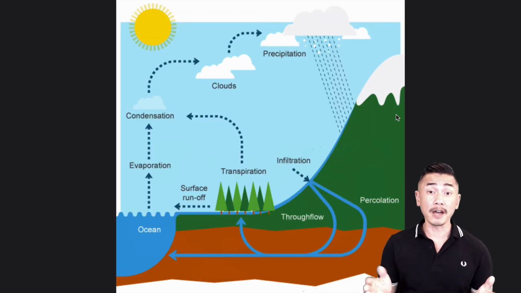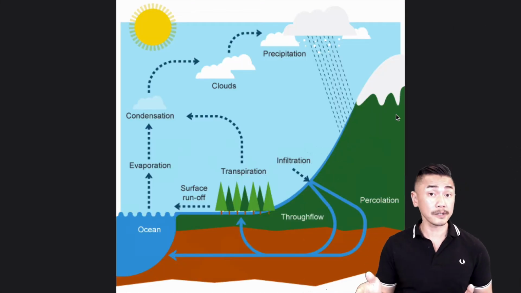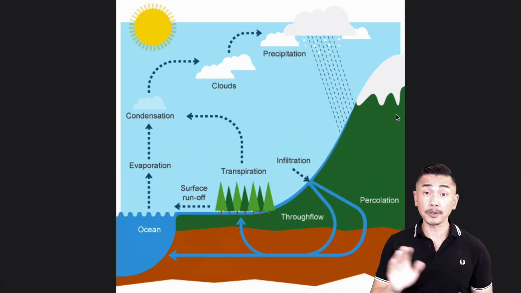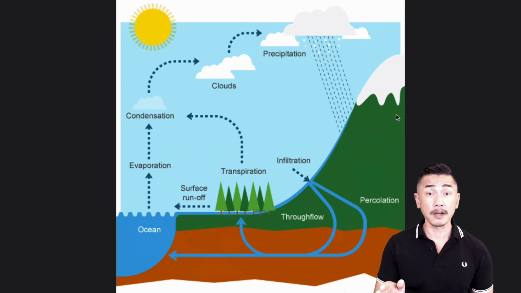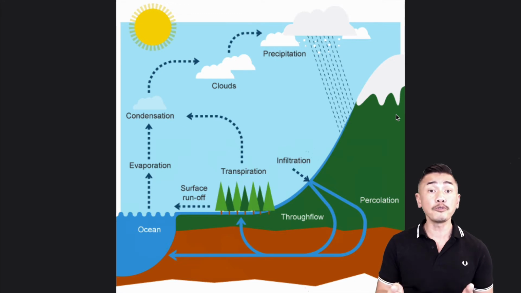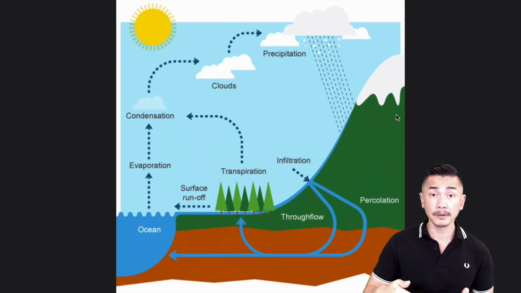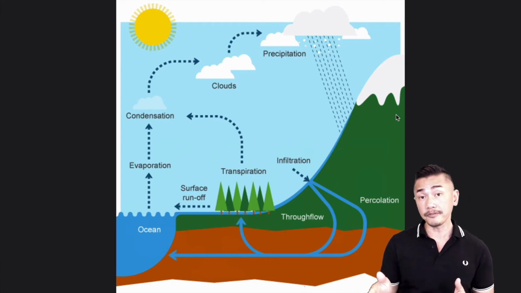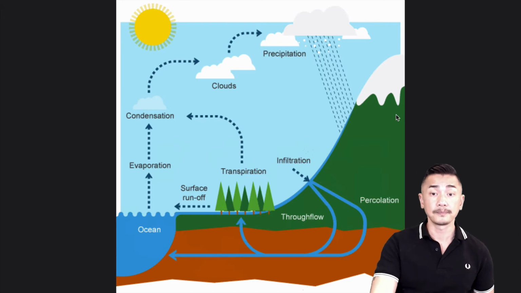This is a diagram of the hydrologic or water cycle. Please be familiar with all the terms you see in this diagram. You may be unfamiliar with terms like transpiration, the loss of water from plants, infiltration, the movement of water into the ground, percolation, the filtering of water through the earth, and through flow, the flowing of water underground.